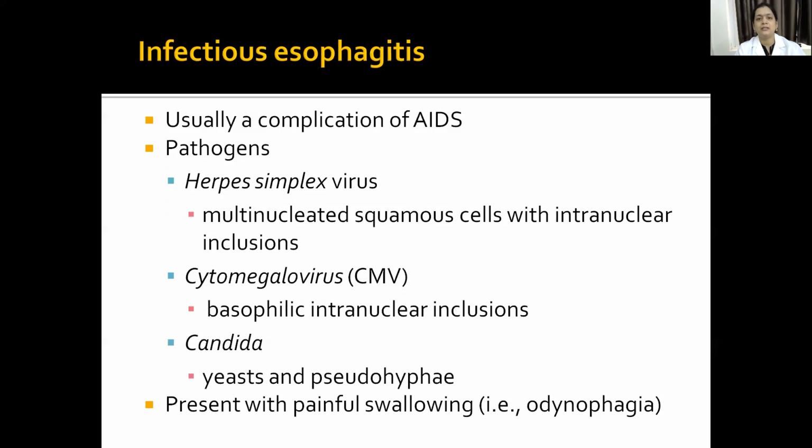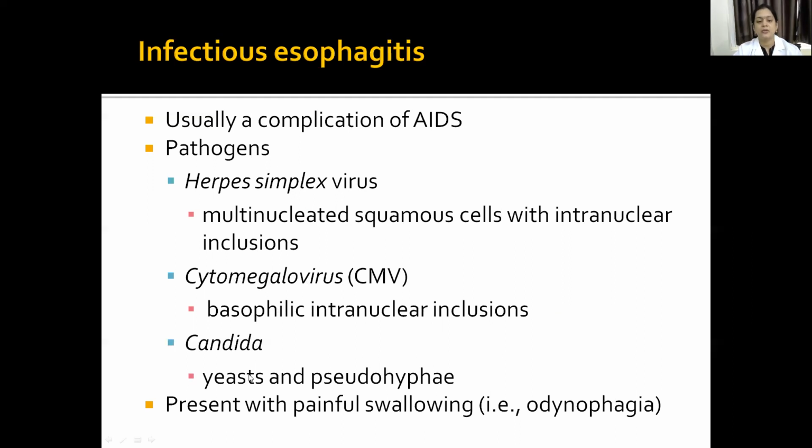There are other causes of esophagitis, that is infectious esophagitis, which is usually a complication of AIDS. What do you see there? The herpes simplex virus. See, these are all opportunistic infections which can affect the person. So what can happen in an AIDS patient? There can be HSV infection, which is denoted by multinucleated squamous cells with intranuclear inclusions. And here you can see the cytomegalovirus, with basophilic intranuclear inclusions.